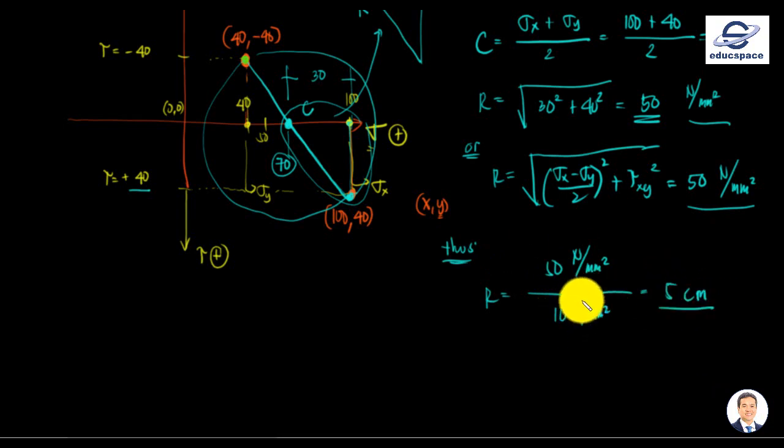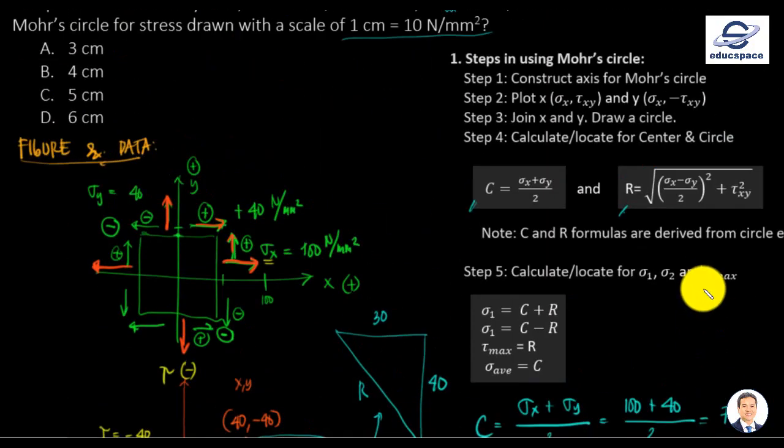Okay. So, again, 10 newton per millimeter squared per centimeter or 1 centimeter. So, this is the answer. Alright. That is letter C.